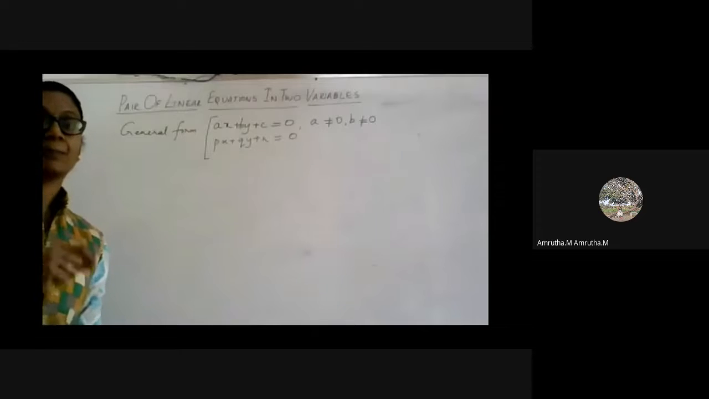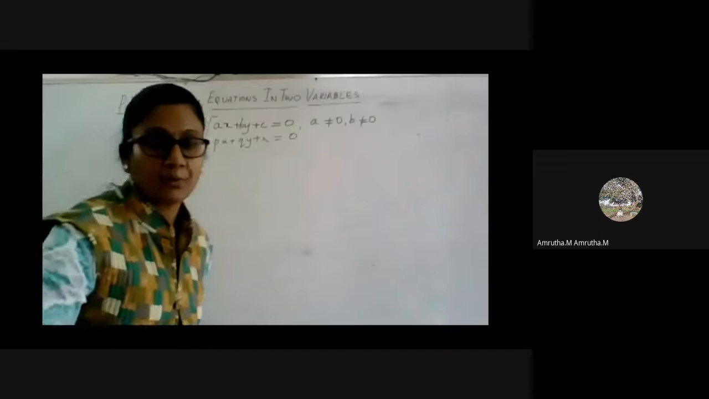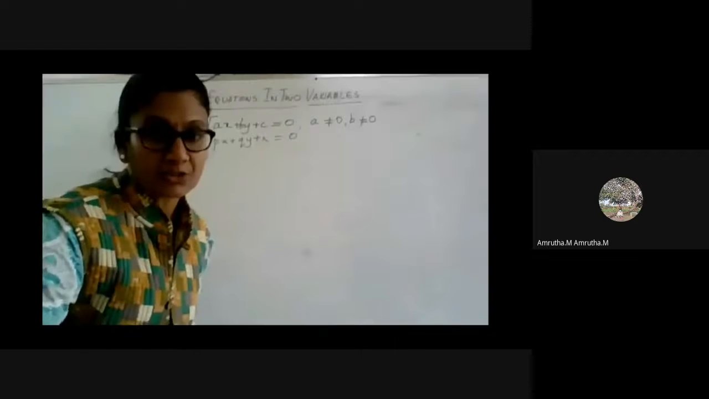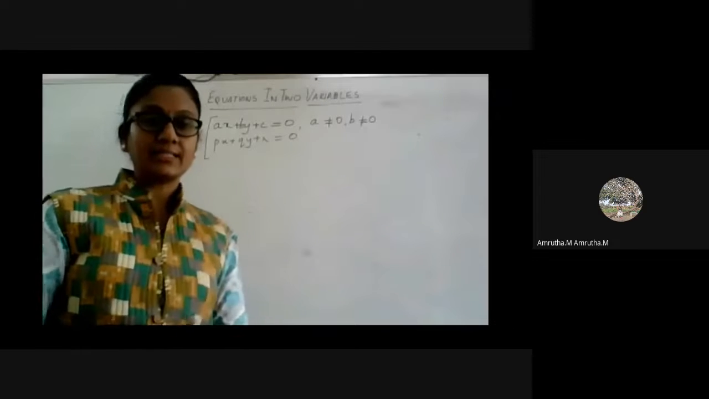So, how do I plot a linear equation in two variables on the graph? I give values for x and find out the values for y. That's how I did it. We will do the same thing here. Instead of having one equation, we will have two equations, and hence how many lines will we get in the graph?